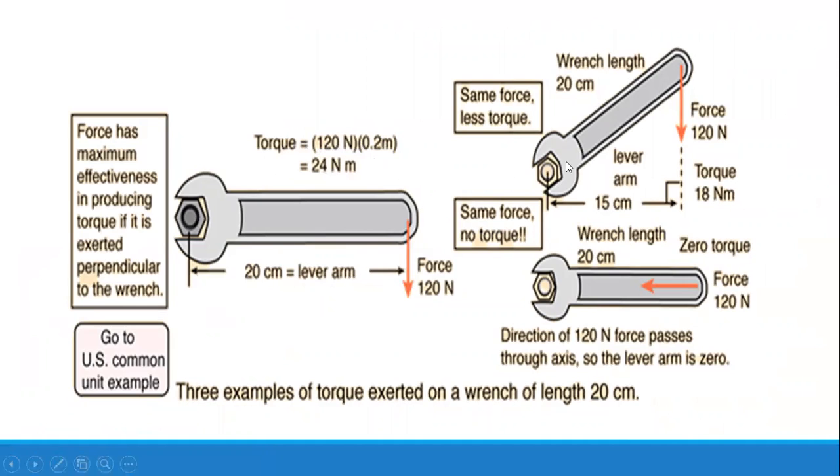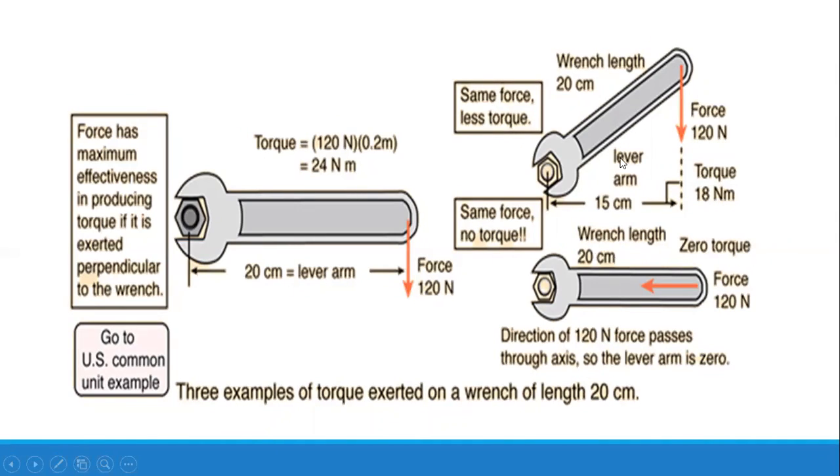Now if the angle is changed, the distance is also reduced. The perpendicular distance from the line of action of the force to the axis of rotation reduces to 15 centimeter. Since the moment arm reduces and the force is the same, the torque will also reduce. 15 centimeter is 0.15 meters. So 0.15 into 120 gives you 18 newton meter torque.